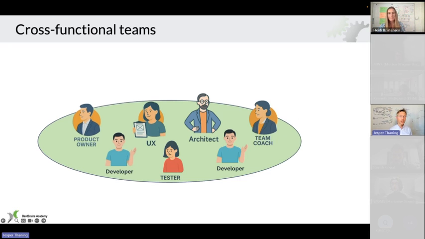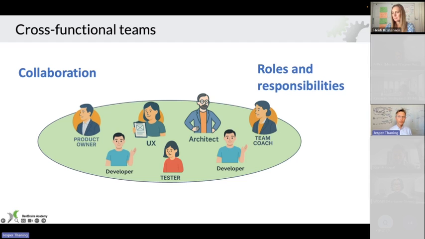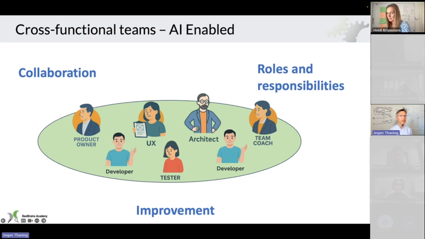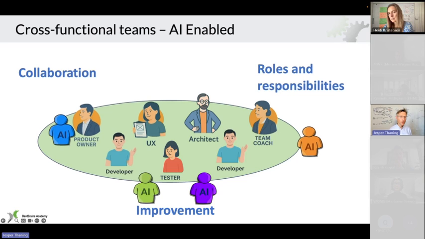Because that's where a lot of people these days spend their time. They collaborate, they have roles and responsibilities, and they also, in many teams, work with improvement. And if we AI-enable this team with AI assistants, could be from different roles, it could also be for the entire team, then our perspective on AI-enabling teams is that it's a team effort. So it is something that we share as a team, something that we work and develop with as a team when we introduce these AI tools.